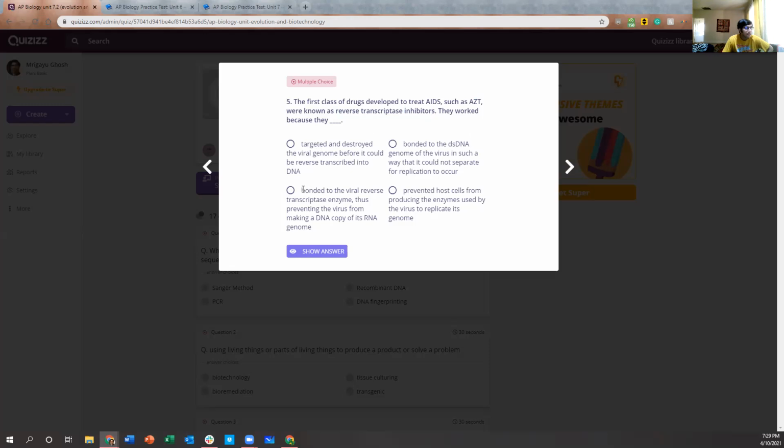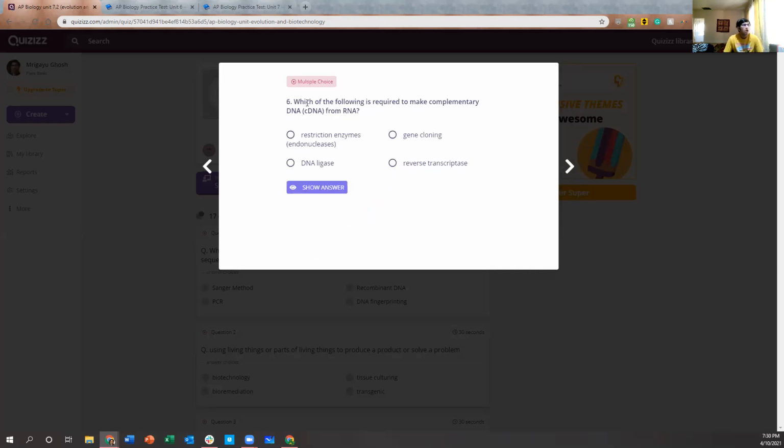Let's see. It's probably this one: bonded to the viral reverse transcriptase enzyme, thus preventing the virus from making a DNA copy of its RNA genome. That would make sense based on what we just said, right? I think the other ones... Yeah, I think this is the right answer because that's what reverse transcriptase does.